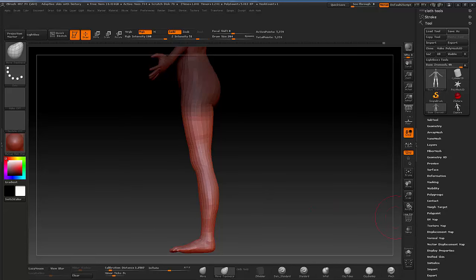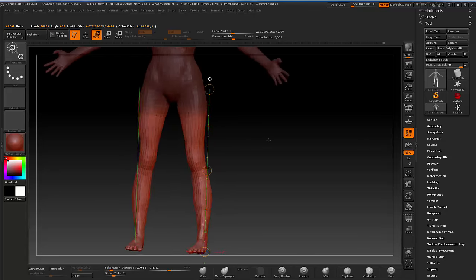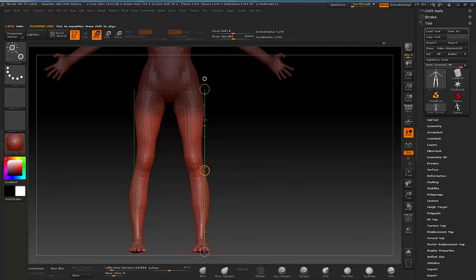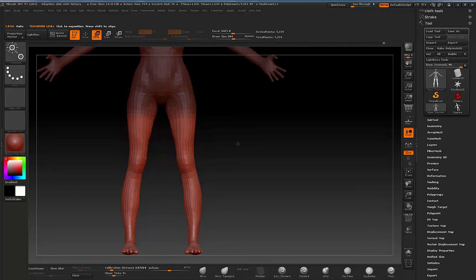So now she will be 7.5 heads tall. Okay, that's more like it. So 3, 1, 2, 3. Okay, this will give us 7.5 heads tall. How do we know this?